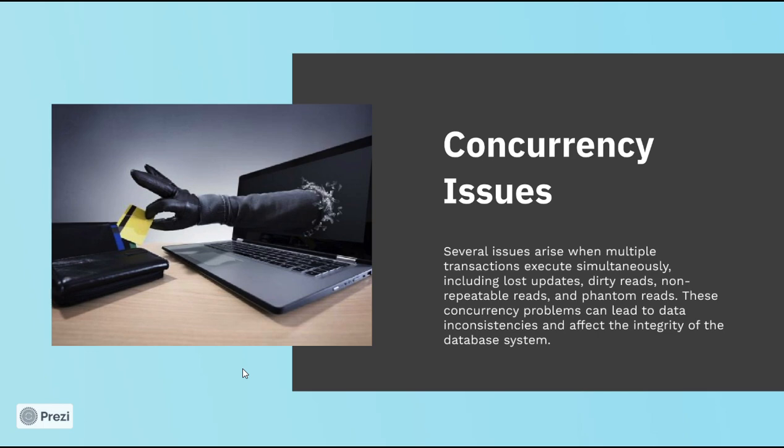Dirty reads. One transaction reads data that another transaction has modified but hasn't yet committed, and the second transaction eventually rolls back its changes. Non-repeatable reads. A transaction reads the same data twice but gets different results because another transaction modified the data between reads. Phantom reads. A transaction executes a query and finds new rows that weren't there before because another transaction added them. These problems can lead to data inconsistency, which is a big no-no in database systems.